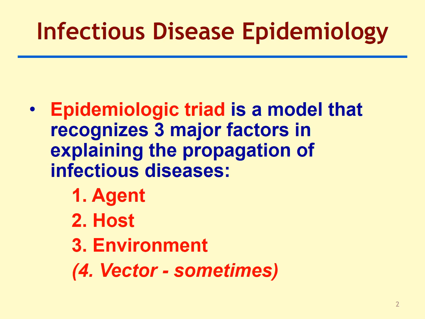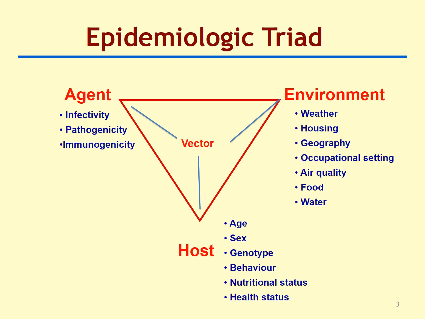So particularly in infectious disease epidemiology, when we're looking at an investigation concerning an infectious disease, the epidemiological triad is a model that recognizes 3 major factors explaining the propagation of infectious diseases. These are the agent, the host, and the environment, and then optionally sometimes there can be a 4th factor, the vector. And so here's a picture of the epidemiological triad with the attributes of these factors listed to give an idea of how they might be useful.